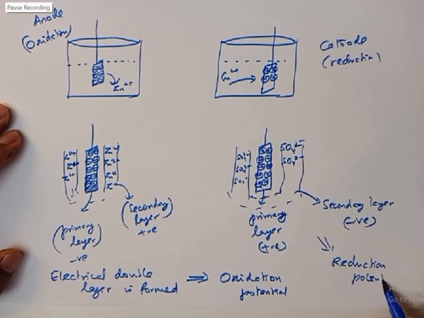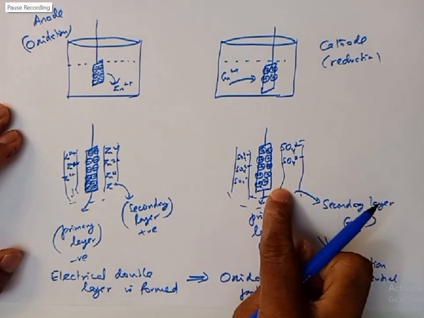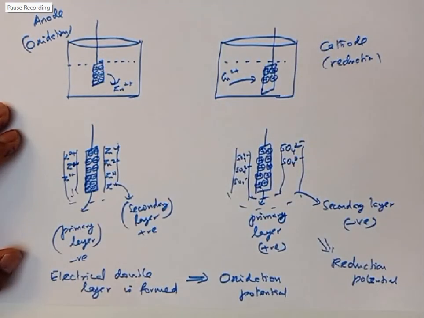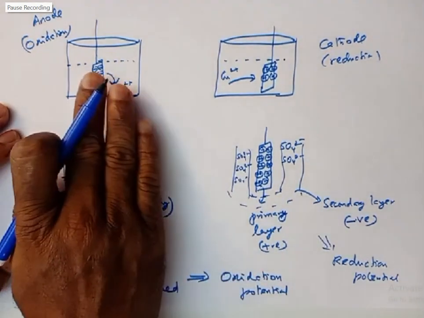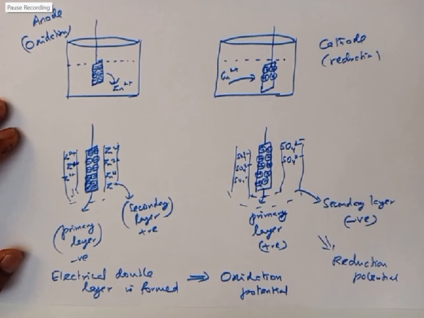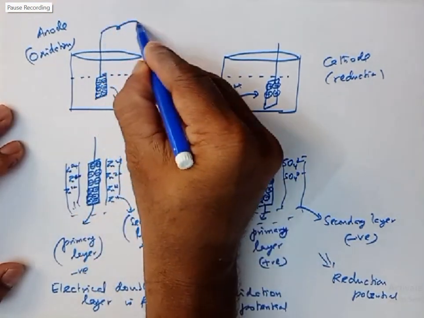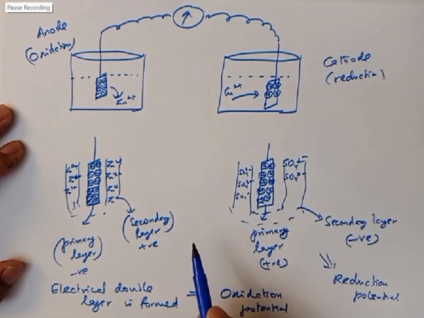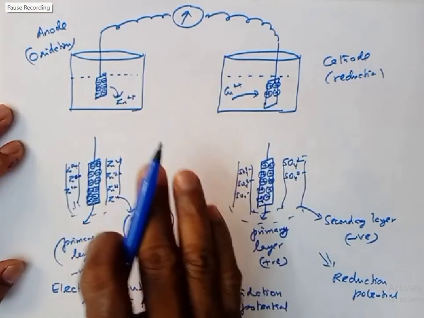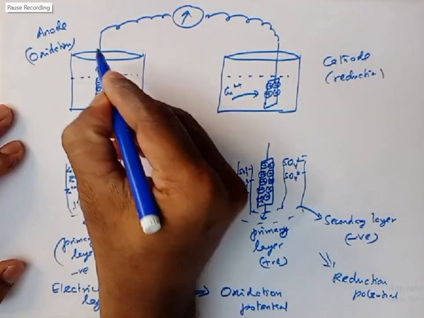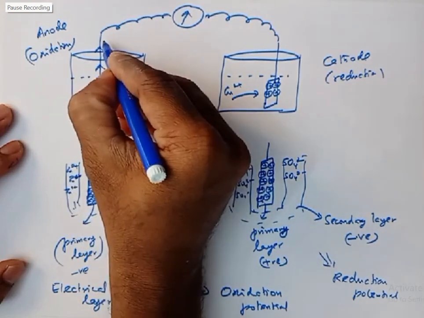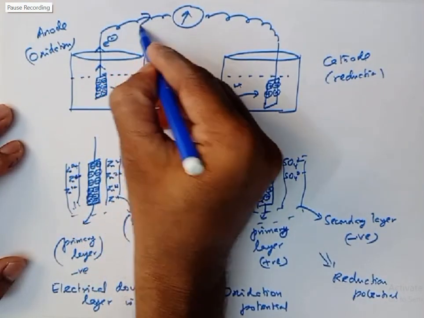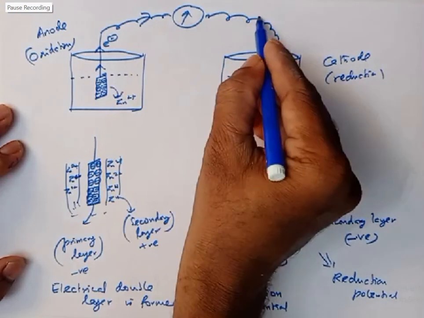Why is it called reduction potential? Because this electrical double layer is formed due to the reduction reaction occurring at this electrode. Okay, students, observe carefully. So you will get an oxidation potential here and a reduction potential here. Now what will happen, students? Due to the potential, suppose there is a difference in potential, then what will happen? The electrons which are produced at the zinc electrode start to move through the wire. Electrons move from anode to cathode.